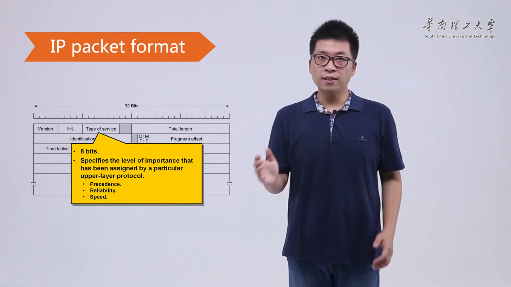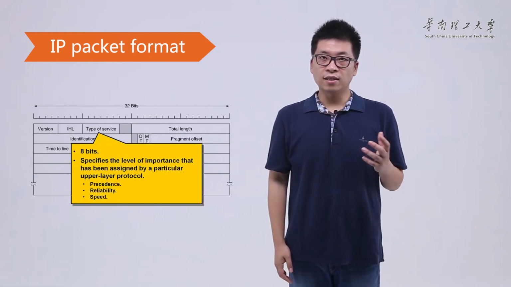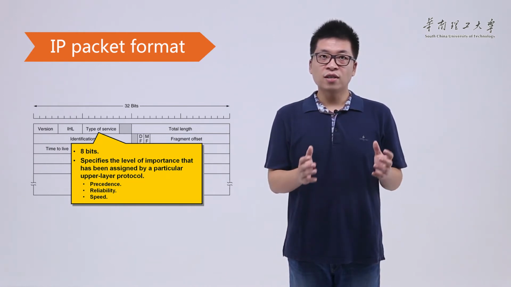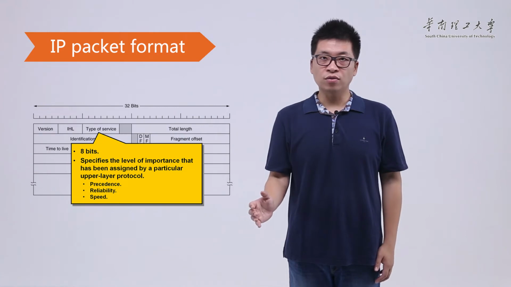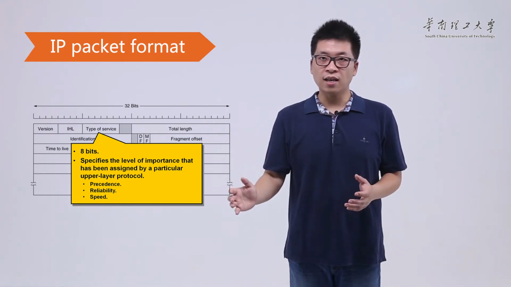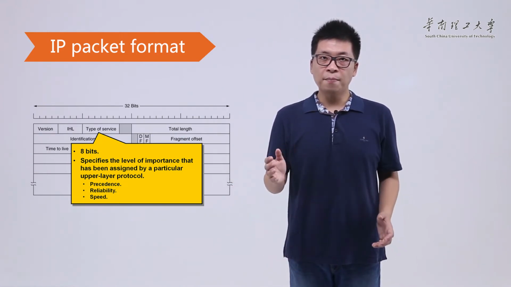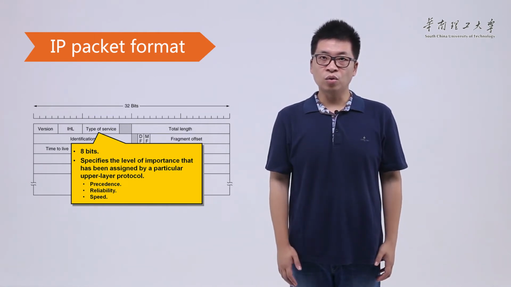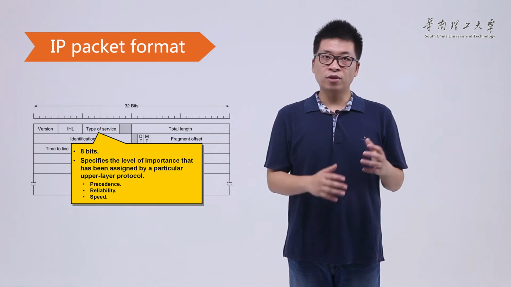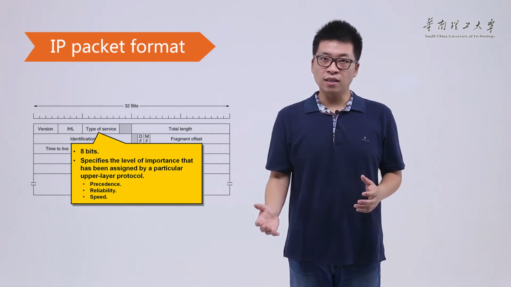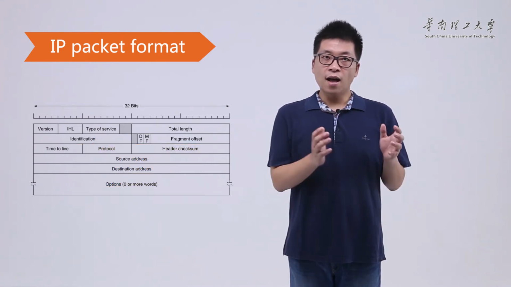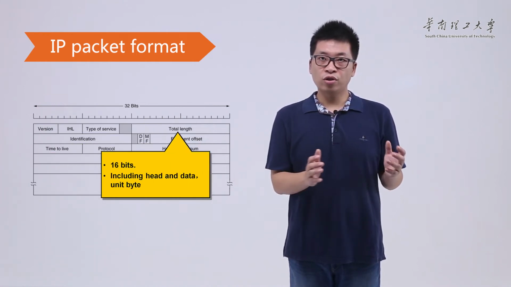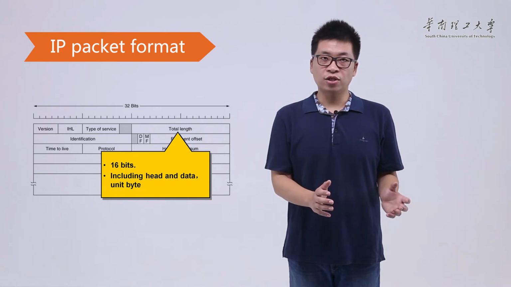The following 8-bit field is the type of service. It specifies the level of importance that has been assigned by a particular upper-layer protocol. This field can be used to describe precedence, reliability, or speed. After the field of type of service, there are 2 reserved bits.